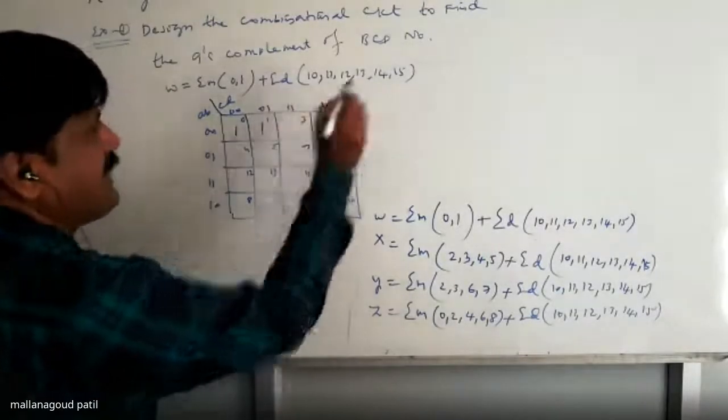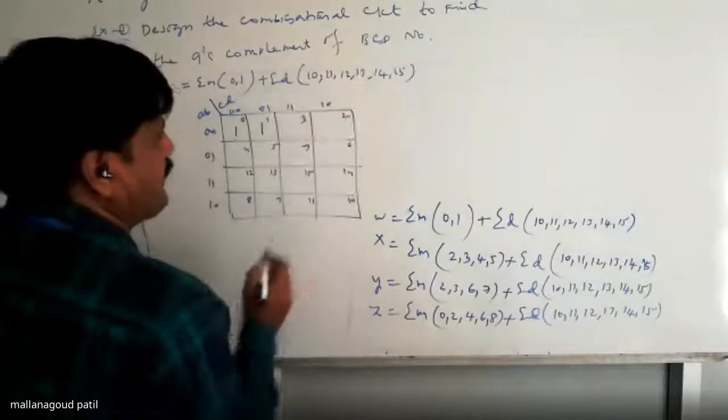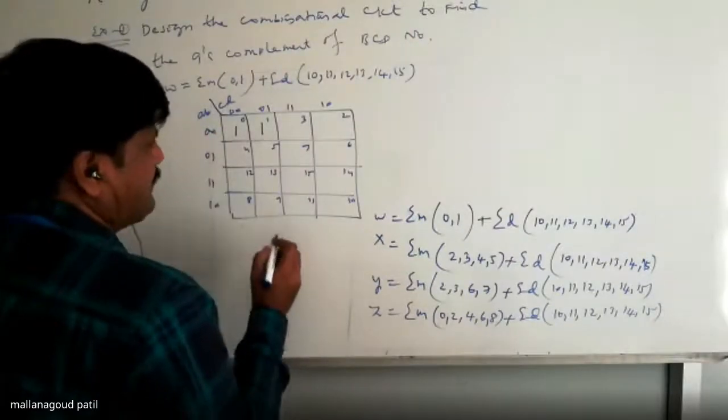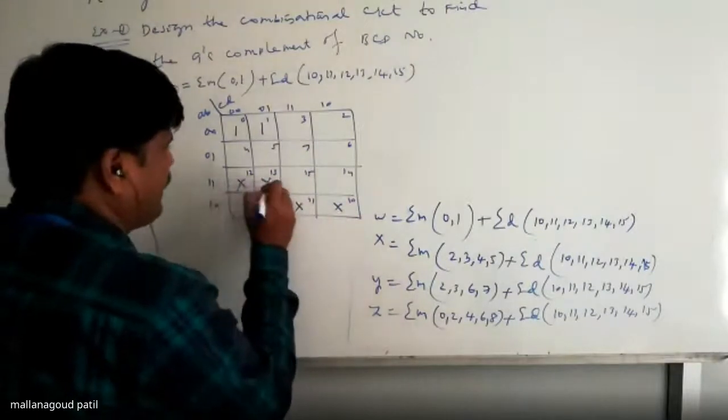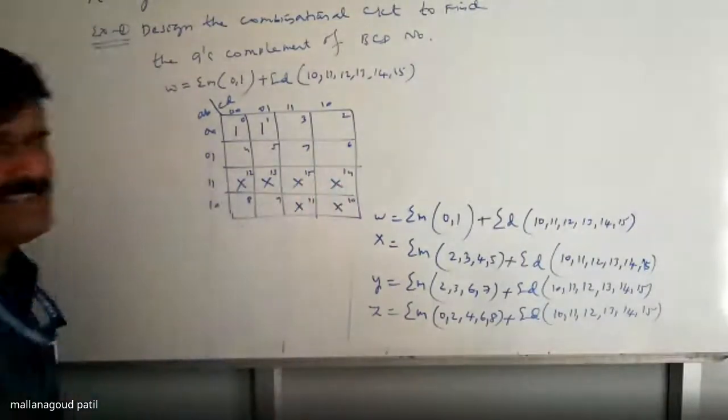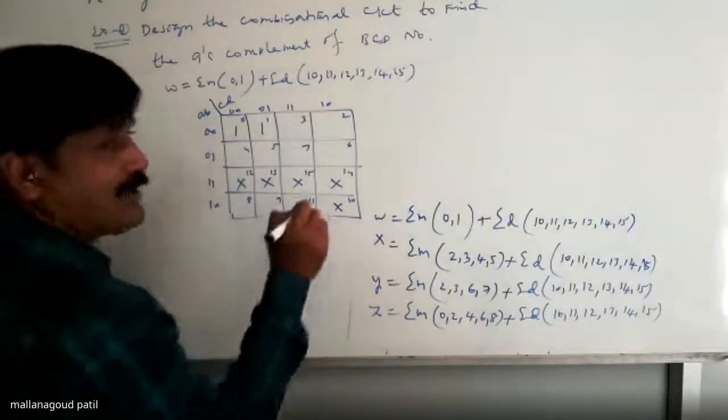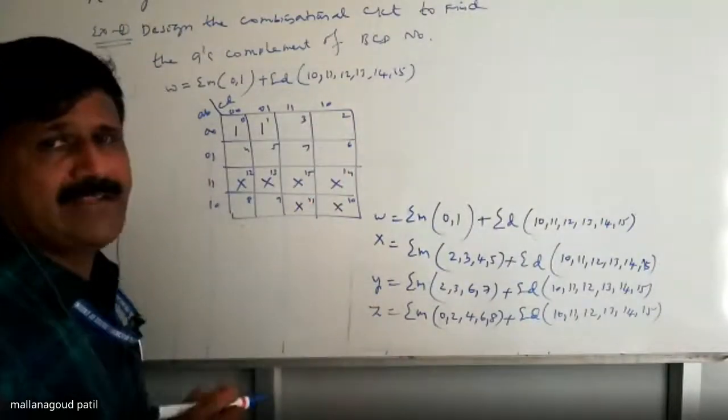Then what about the sigma D? 10, 11, 12, 13, 14, 15 are don't cares, so I write X in those cells. All are don't cares. Then what about the others, which do not exist? What value am I supposed to write? 0, sir. I can write 0.